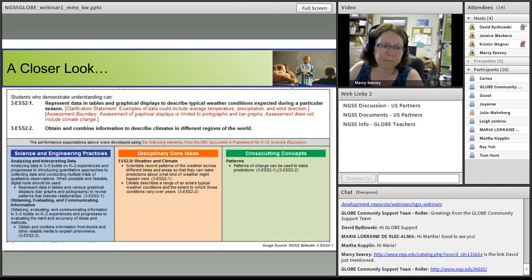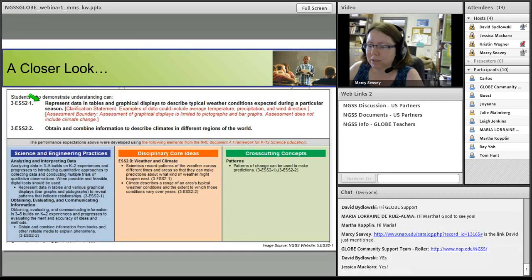And let's see, you can see my pointer now, I think. Is that correct? Okay, great.